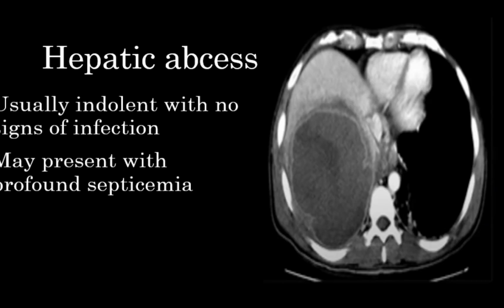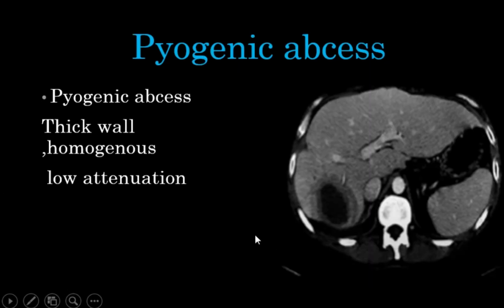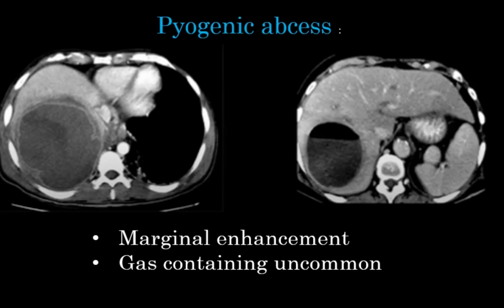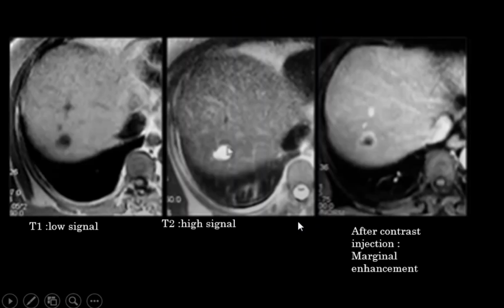Next lesion is hepatic abscess. They're usually indolent with no signs of infection, but may present with profound septicemia. The abscess usually has thick walls and homogeneous low attenuation. At the periphery, there is a halo. Pyogenic abscess has marginal enhancement, you see. Gas containing, here this abscess is gas containing. It shows an air fluid level depending on the organism, or if there was previous intervention like previous aspiration, there will be an air fluid level.